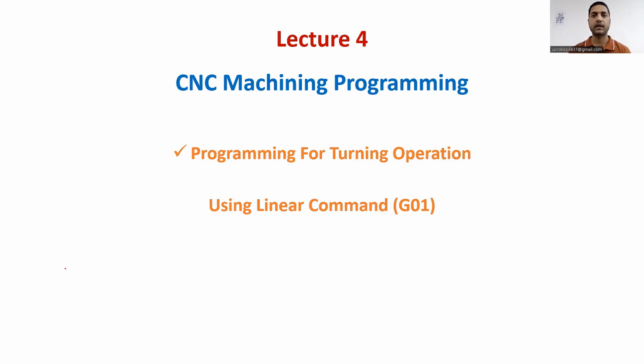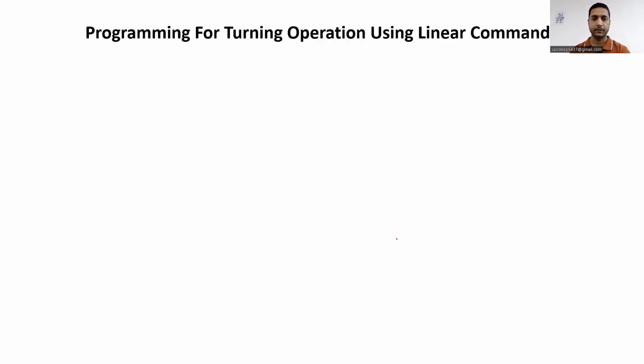Hi students, welcome back to lecture number 4 of our course CNC Machining Programming. In today's lecture we will do a program for a turning operation by using the linear command G01. And as we know, G01 is a G code which removes the material from the workpiece in a straight line. Now let us try to write our first program for turning operation by using this linear command G01.